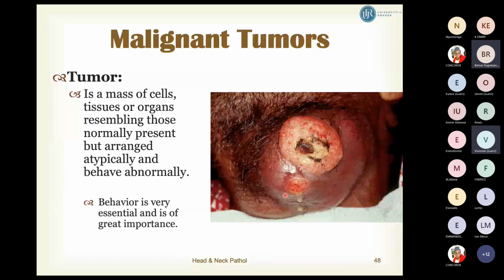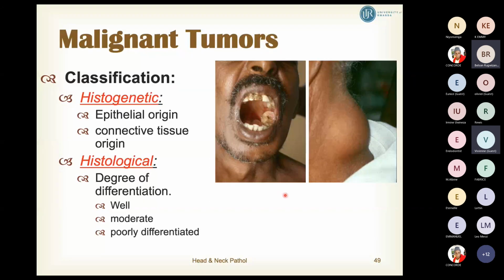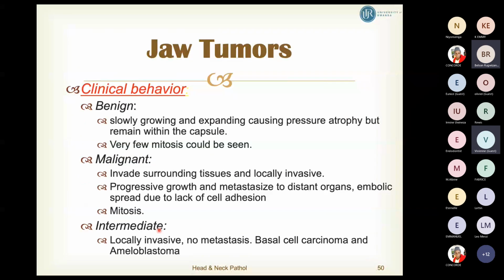For malignant tumors, we will not discuss them here because we saw them in the oral cavity when we discussed the digestive system. Otherwise, they are mostly epithelial, but their classification is based on histogenesis, either epithelial or not. Here there will be carcinoma. Connective tissue, from sarcomas, also rhabdomyosarcoma. Histologically, they can be well differentiated, moderately differentiated, or poorly differentiated.